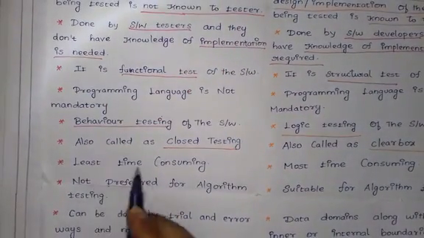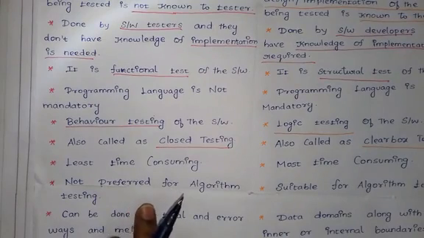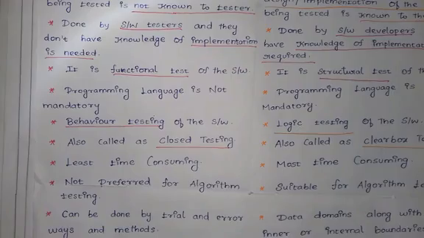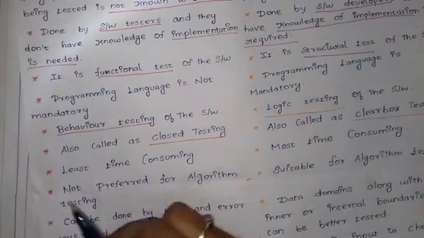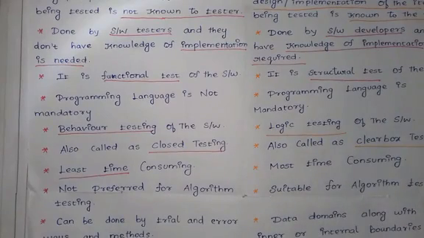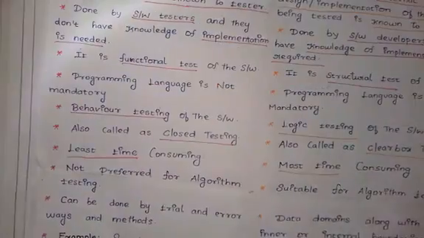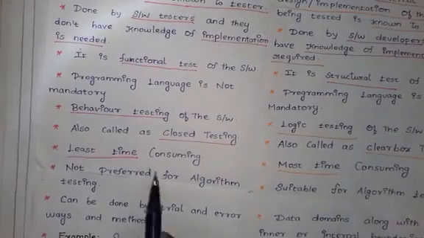So seventh point, black box testing is least time consuming because it is external structure testing. Testing the external structure won't take much time. But in white box, we have to test each and every line of the coding, so it will take more time.